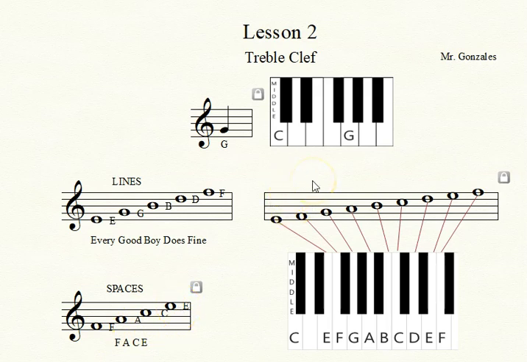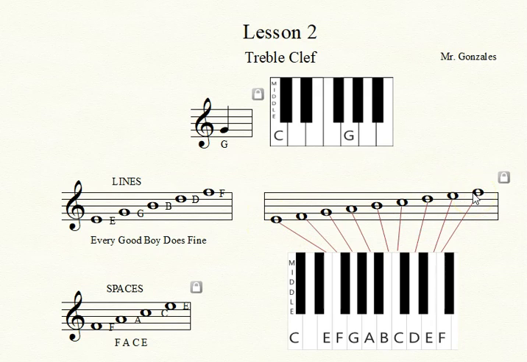Lastly, here we have all the notes of the treble clef staff and their positions on the keyboard. So we have E, F, G, A, B, C, D, E, and F. You may have noticed that E and F repeat twice.